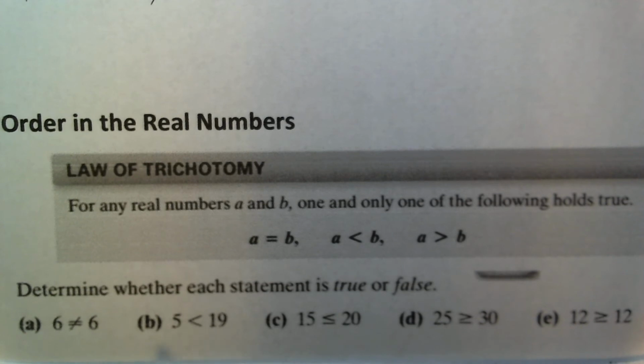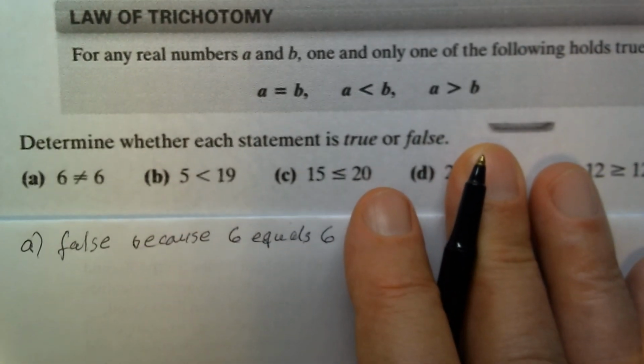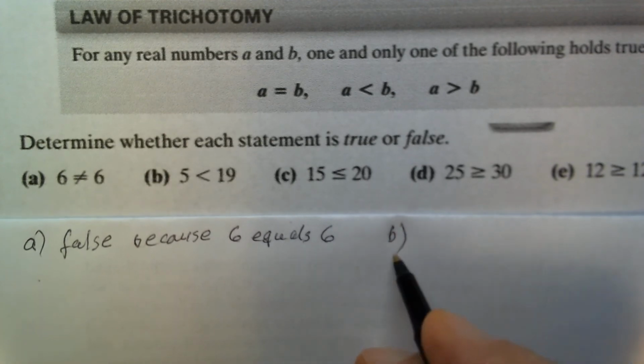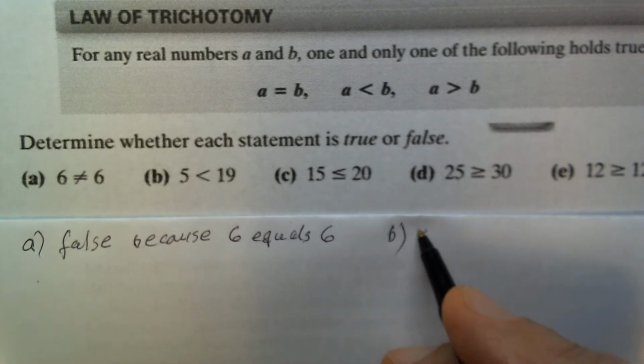In the next exercise, we are to determine whether each statement is true or false. So for A, 6 is not equal to 6, that is false, because 6 equals 6. Then for B, is 5 less than 19? So B, 5 less than 19, that is a true statement.